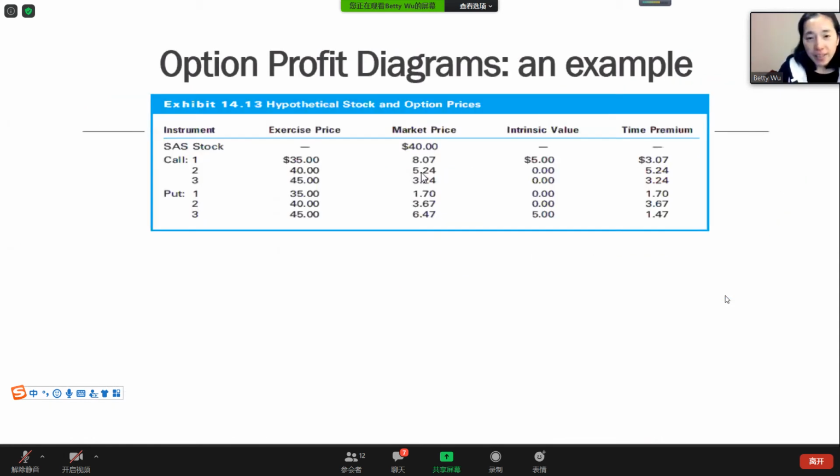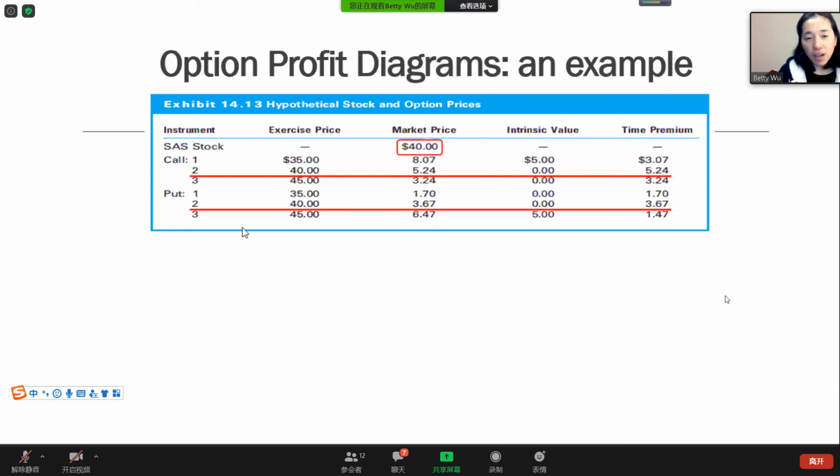We use this example not just in this unit, but also in the next unit, 6.2, where you'll see a lot of different graphs using the same information. This table gives you the price of this stock, $40. In addition, there are 3 call options and 3 put options with different exercise prices and market prices. Then we can determine intrinsic value and also time premium.